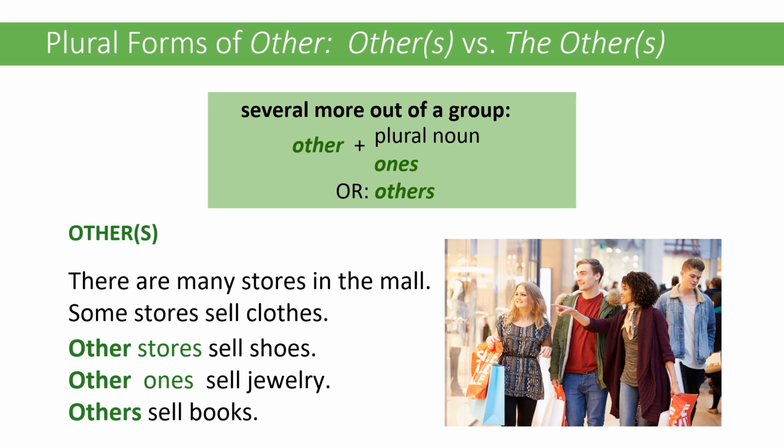Other stores sell shoes. We mean that there's more stores than just the shoe stores. Other ones sell jewelry. We mean there's more stores than just the jewelry stores. Others sell books. There's more stores than just the bookstores. So remember that the always means this is the end. Whenever we don't have the, it means that there could be more. Or not there could be, but there are more.